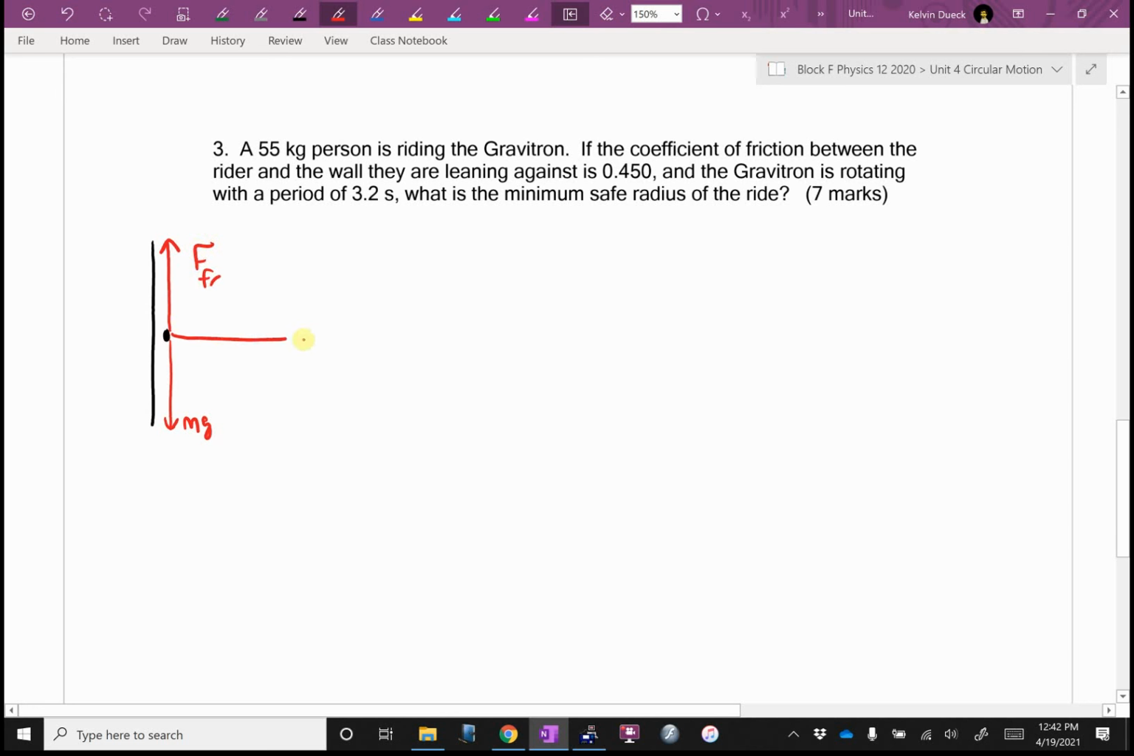Now, they're also tracing out a circle, so there has to be a force pointing that way. That's the normal force. And the reason this question is tricky is we're actually going to have 2 sets of equations. One of my equations is going to be normal force is what's pushing me in a circle. My other equation is going to be mg equals friction.